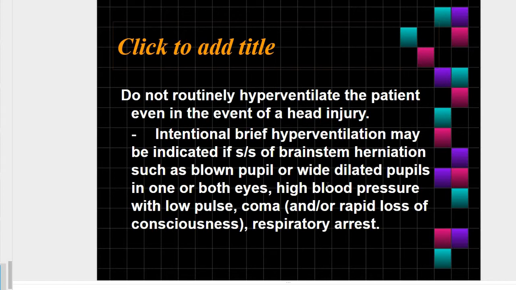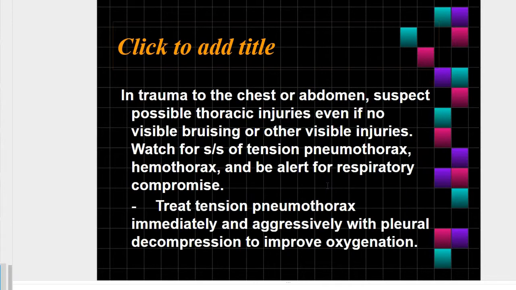Do not routinely hyperventilate a pediatric patient, even in the event of a head injury. Now, you may try some intentional brief hyperventilation if there are signs and symptoms of brainstem herniation with a head injury, such as blown pupil or wide dilated pupils, unresponsive pupils, high blood pressure with a low pulse, coma and/or rapid loss of consciousness, respiratory arrest, and trauma. Just temporary brief hyperventilation, but that would be the only time you might even consider it.